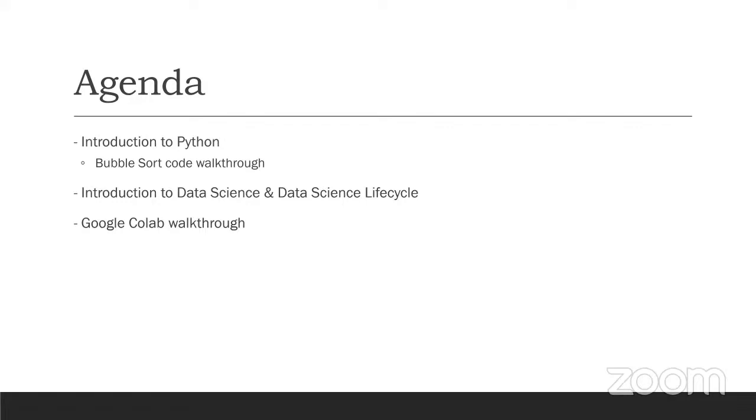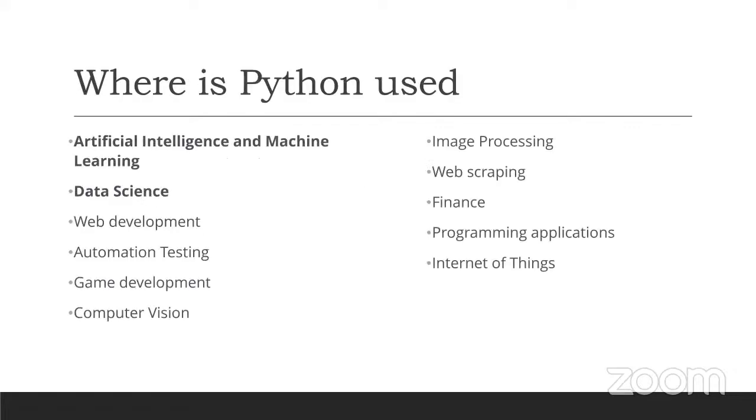All right. And then we're going to do an introduction to data science using the data science lifecycle as a framework. And we're going to be doing a Google Colab. Anybody heard of Google Colabs? Yeah. So probably the competition is going to use it as the de facto tool to submit your work. So it's a good idea to familiarize yourself with it. All right. So let's get started.